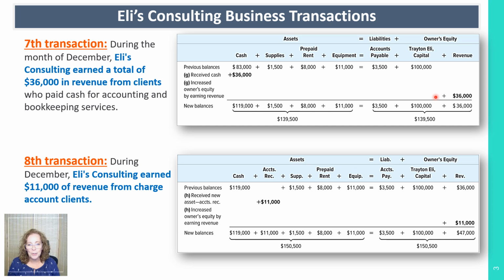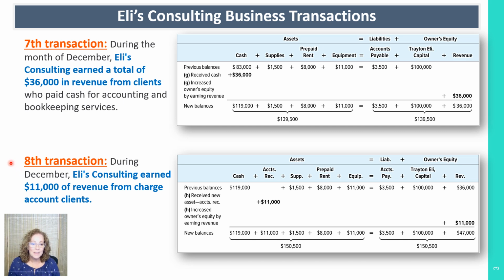Let's double check that our accounting equation still balances. Cash $119,000 plus supplies $1,500 plus prepaid rent $8,000 and equipment $11,000 for total assets of $139,500. On the right side of the accounting equation, we have liabilities of $3,500 and owner's equity of $100,000 and revenue of $36,000 for a total of $139,500. That confirms that our accounting equation is still in balance.